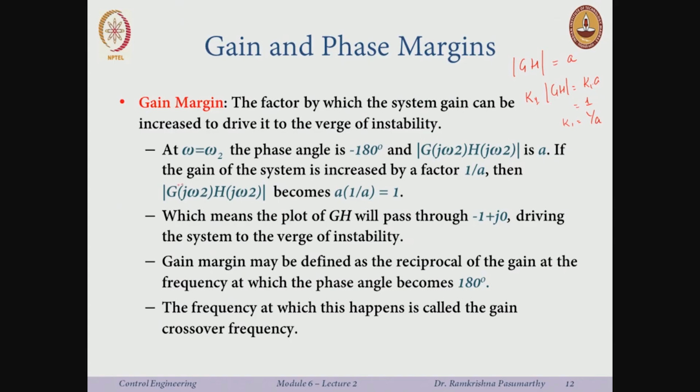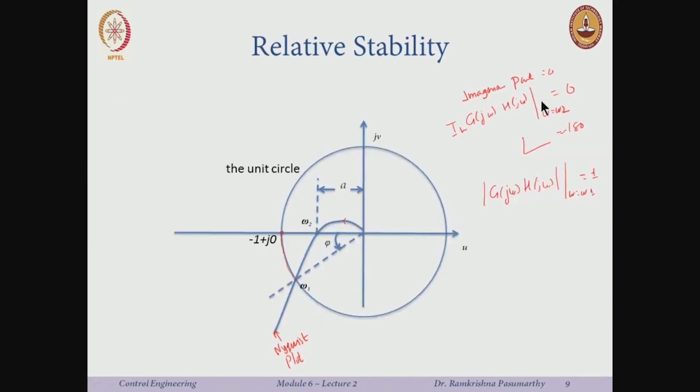Which means that if the gain of the system is increased by a factor of 1 over A, this is k1, I am just multiplying again. So, don't confuse that with addition here. Someone will say, what is the gain margin? They will say, oh, this is 1, how far am I? Just 1 minus A. You are not 1 minus A, because the gain comes as a multiplicative factor.